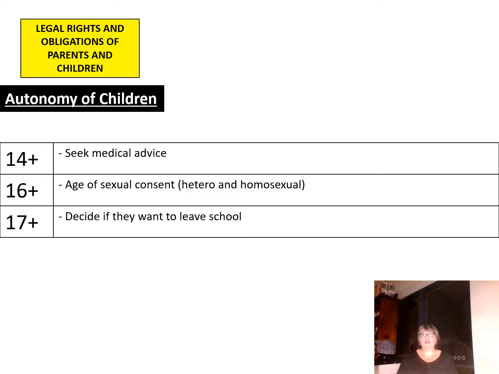Okay, so at 14 years of age, a child can seek medical advice. 16 plus is the age of sexual consent for both hetero and homosexual children. And 17 plus, they can decide if they want to leave school. So the courts and society recognise at these ages that children are able to make some decisions for themselves.